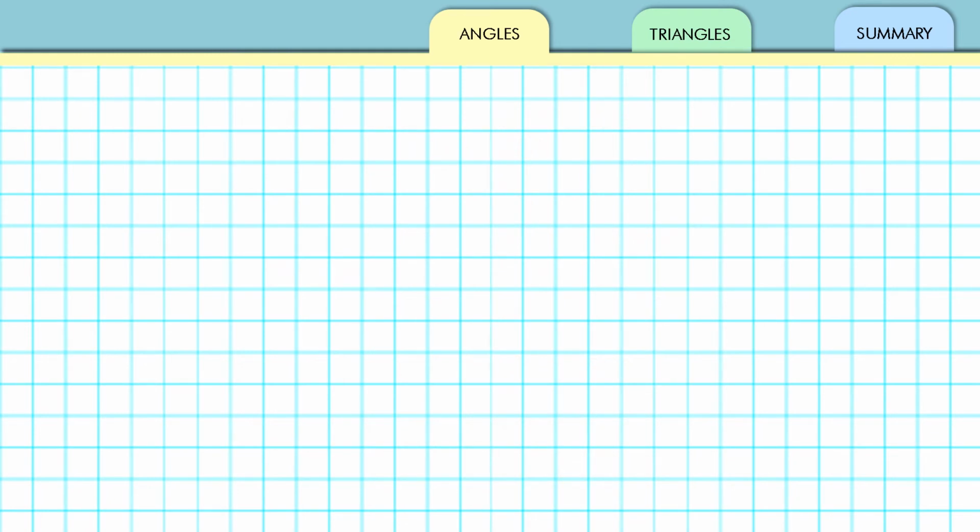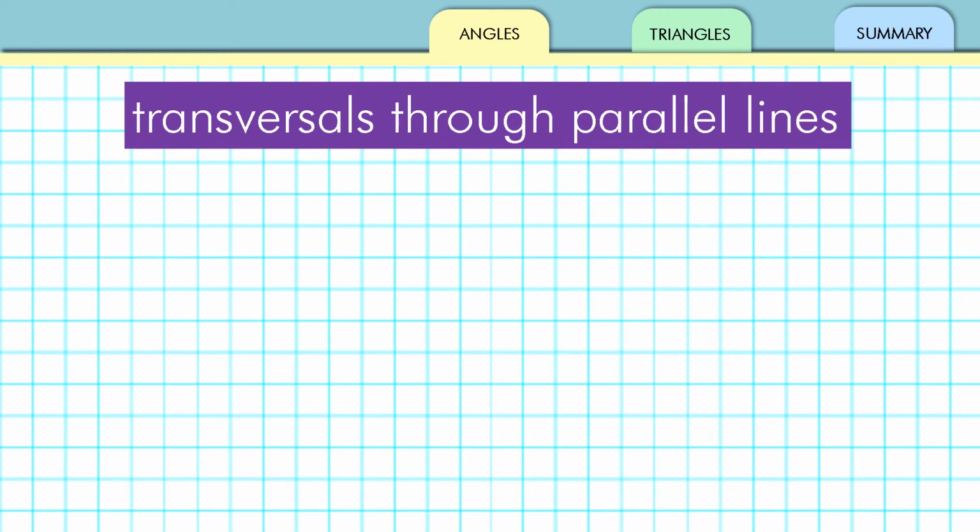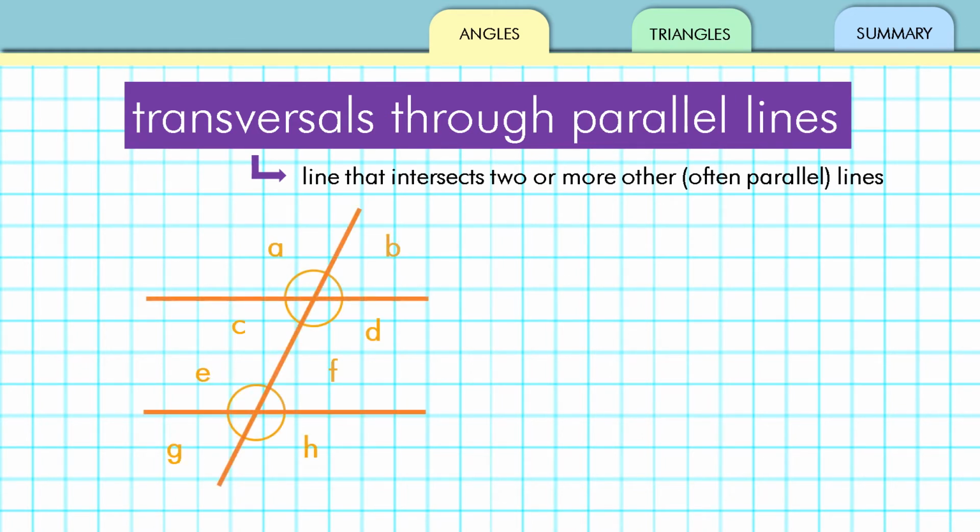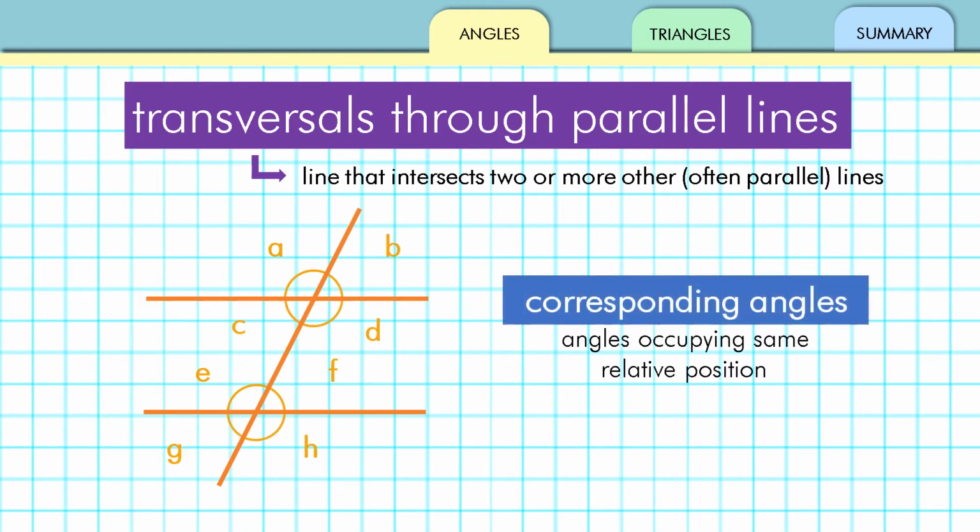Next in our list would be the angles formed by transversals cutting through parallel lines. Remember that a transversal is a line that intersects two or more other lines, and often parallel lines. When two or more lines are cut by a transversal, the angles which occupy the same relative position are called corresponding angles. When the lines are parallel, the corresponding angles are congruent.